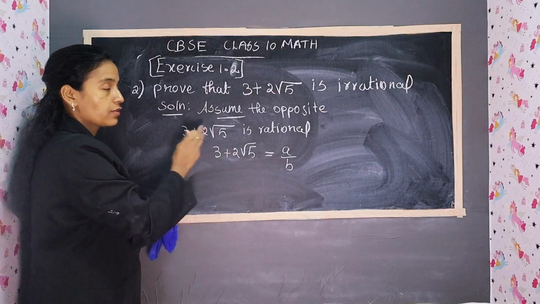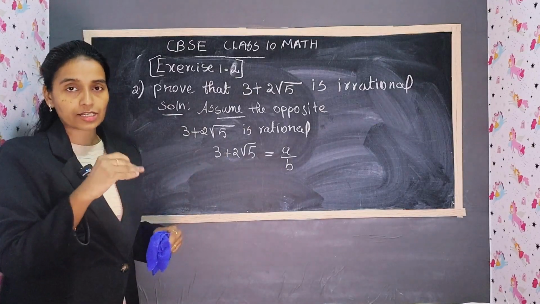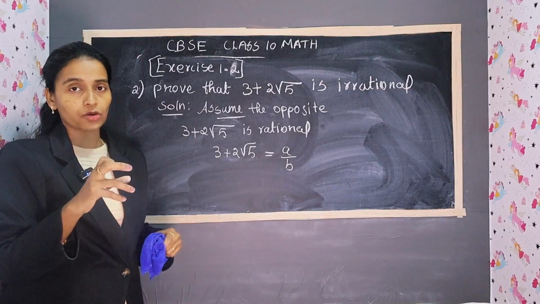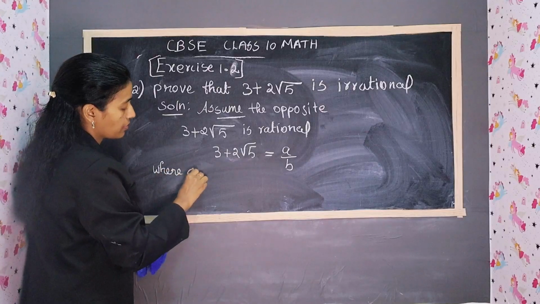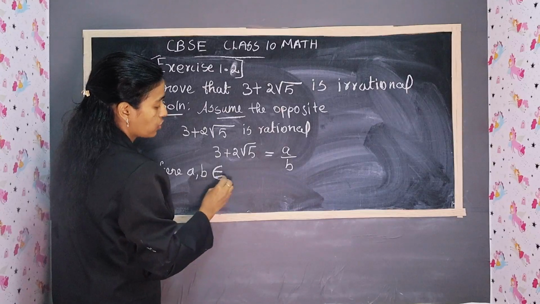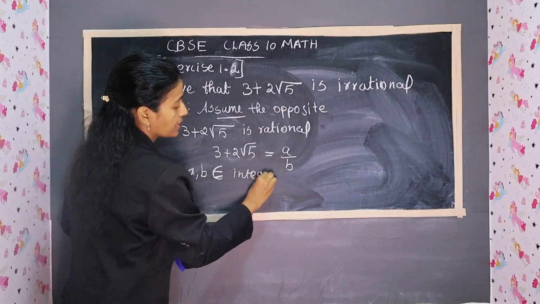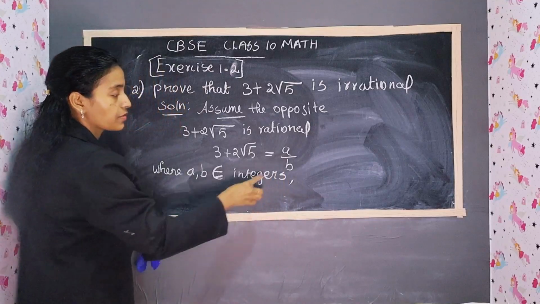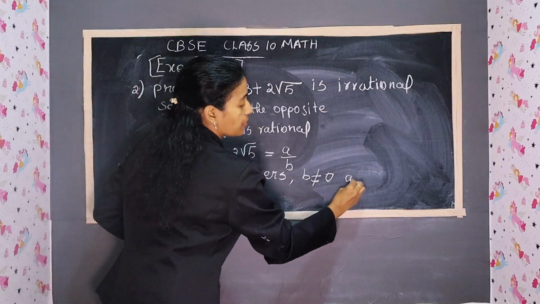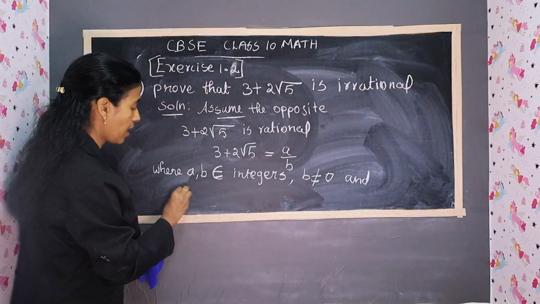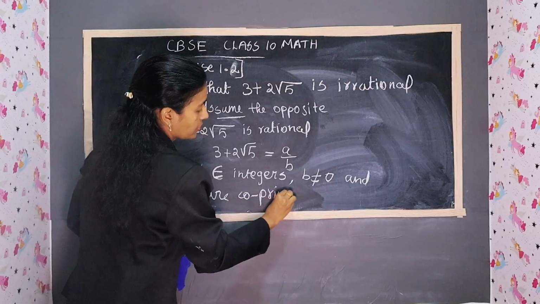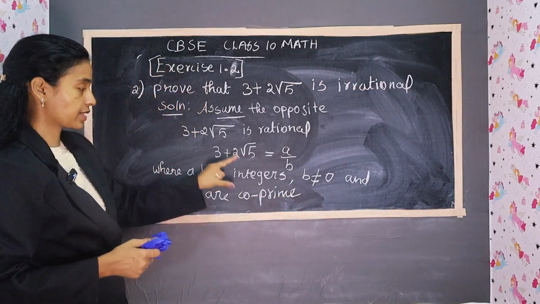So, if a particular number is a rational number, it should satisfy several conditions. A comma B belongs to integers, and B should not be 0, and A and B are co-prime. These are all the conditions.